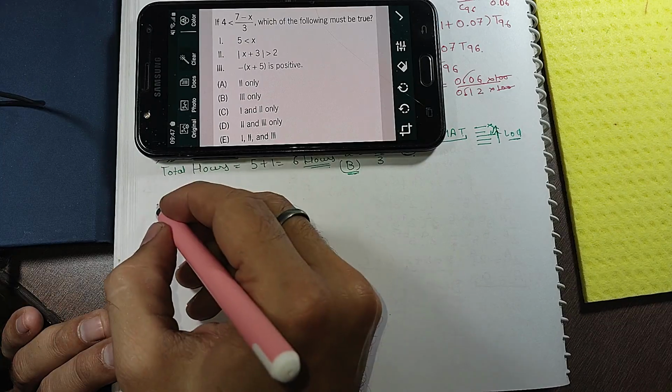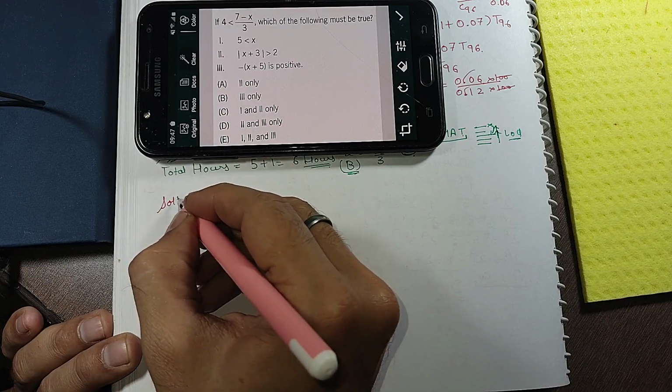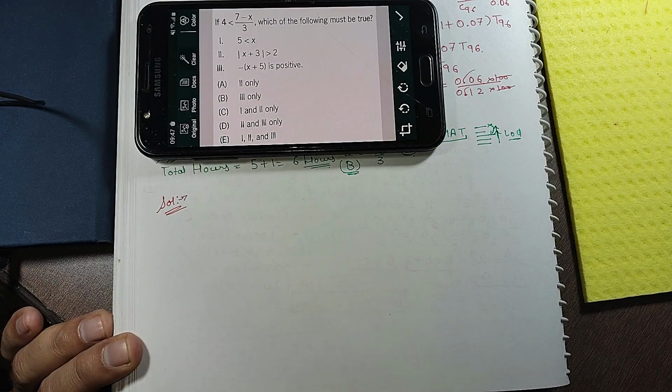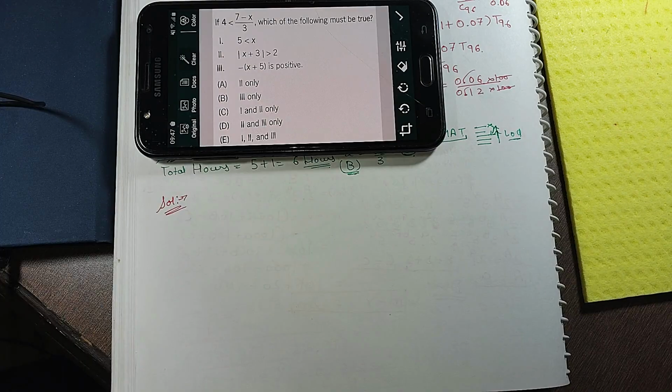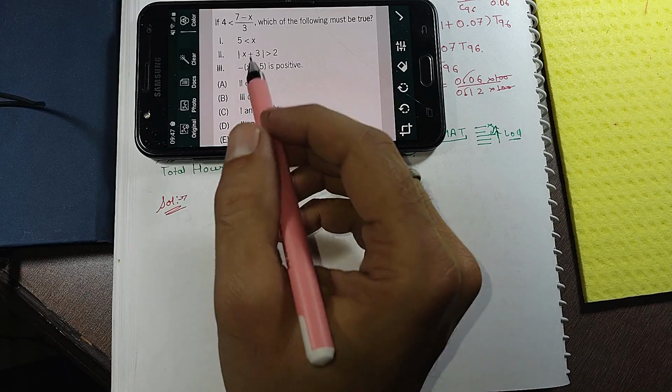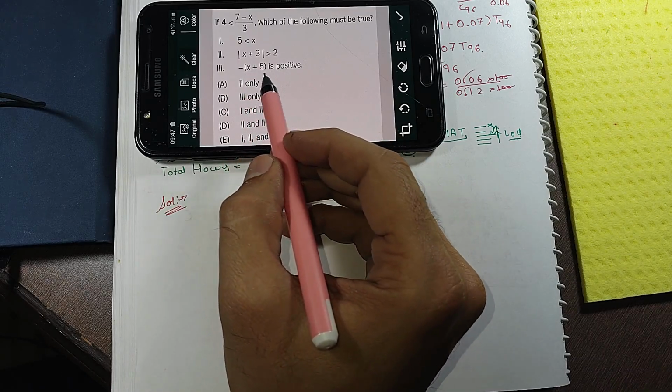Now, if 4 is less than (7 minus x) divided by 3, which of the following must be true? There are 3 options. First, 5 is less than x. Second, mod of x plus 3 is greater than 2. And third, minus of (x plus 5) is positive. In the third, this is a bracket, not the mod.